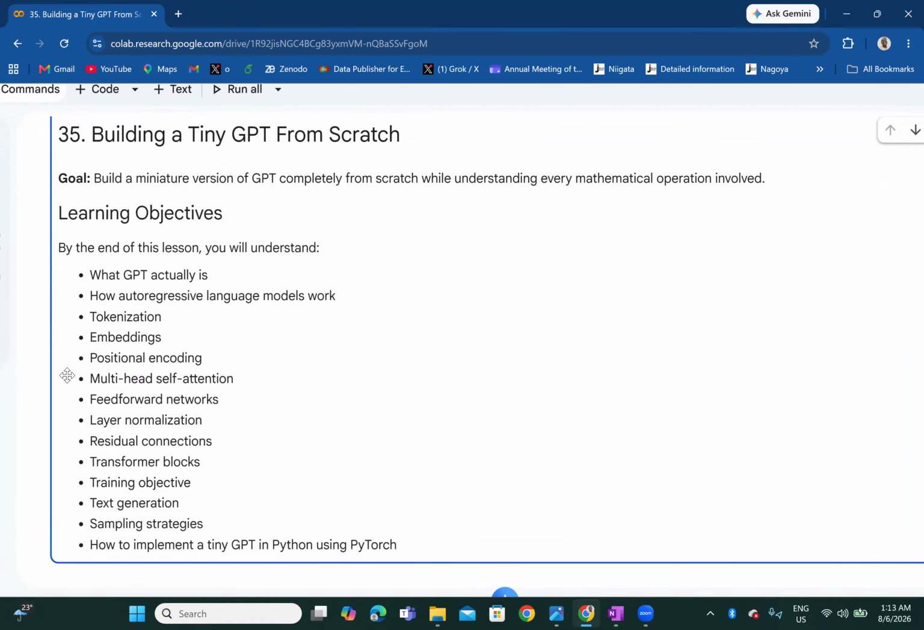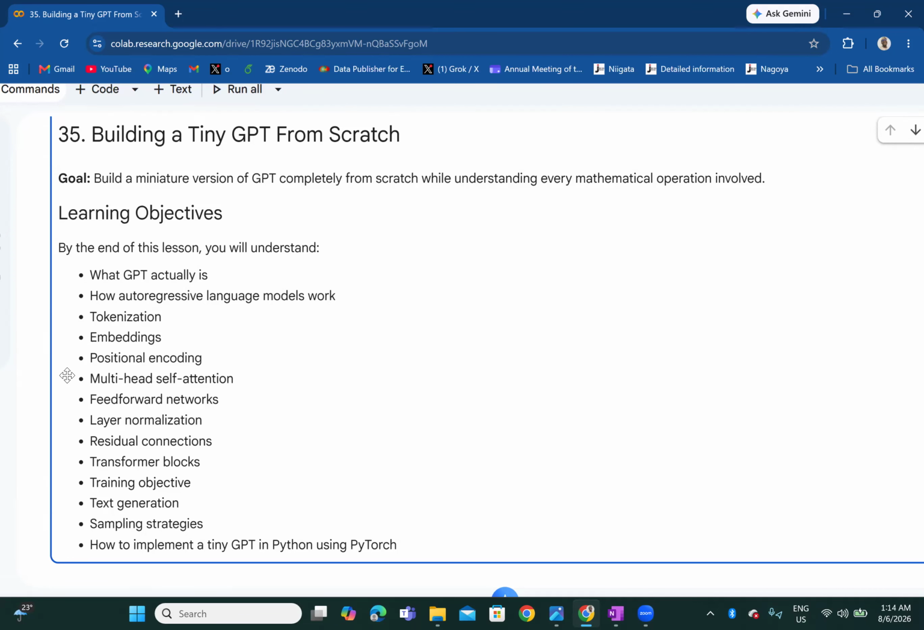So the learning objectives: by the end of this lesson, you will understand what GPT actually is, how autoregressive language models work, tokenization, embeddings, positional encoding, multi-head self-attention, feed-forward networks, layer normalization, residual connections, transformer blocks, training objective, text generation, sampling strategies, and how to implement a tiny GPT in Python using PyTorch. So that's what this is focused on.